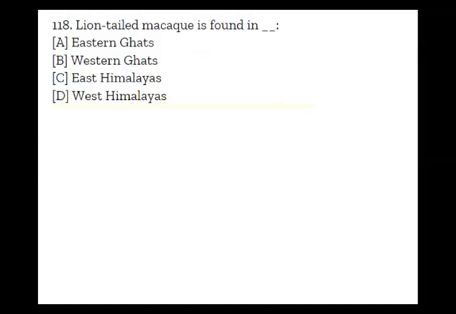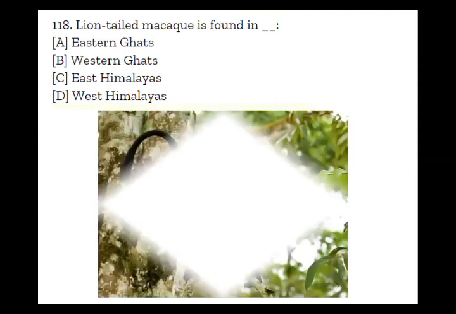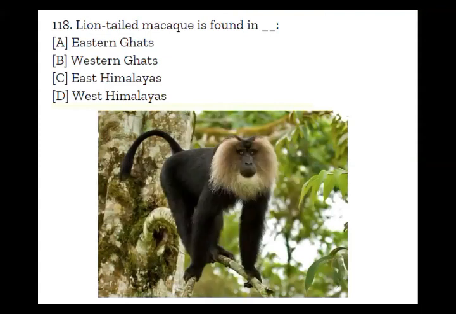The next one: the lion-tailed macaque is found in A. Eastern Ghats, B. Western Ghats, C. Eastern Himalayas, D. Western Himalayas. The beautiful organism which has been restricted to the Western Ghats. Especially, you will find them in Nilgiri Biosphere Reserve and extended to the southern Western Ghats.